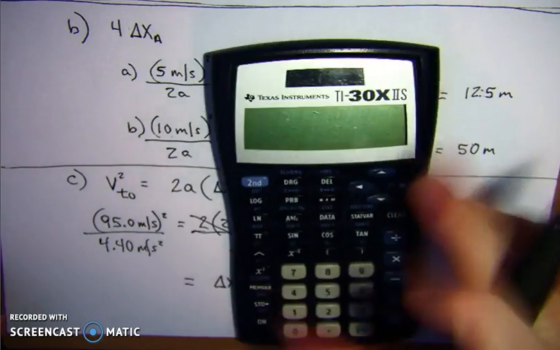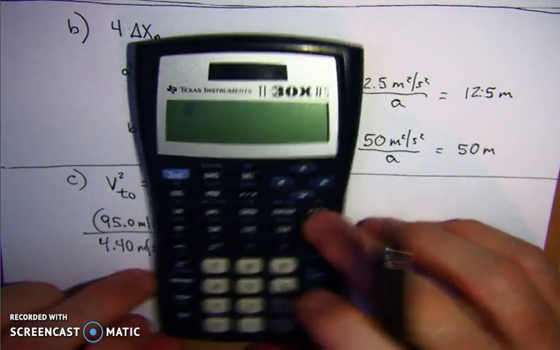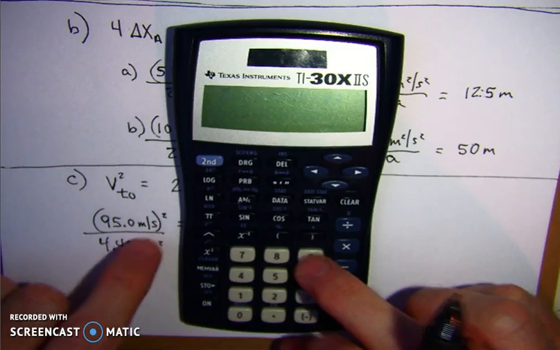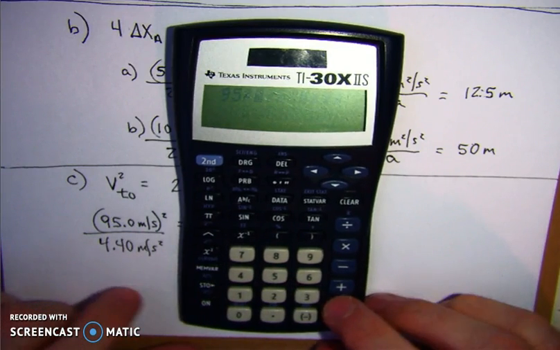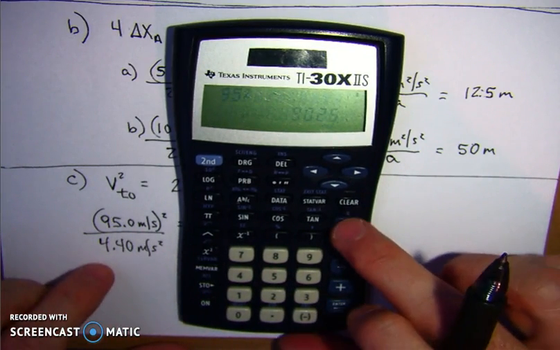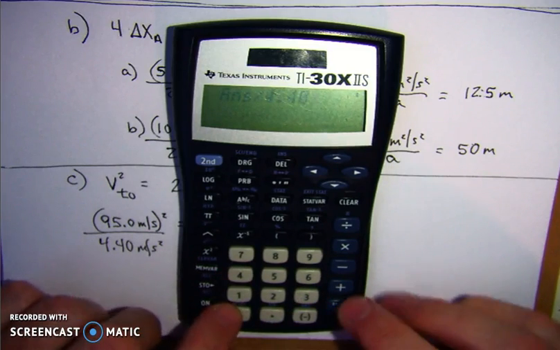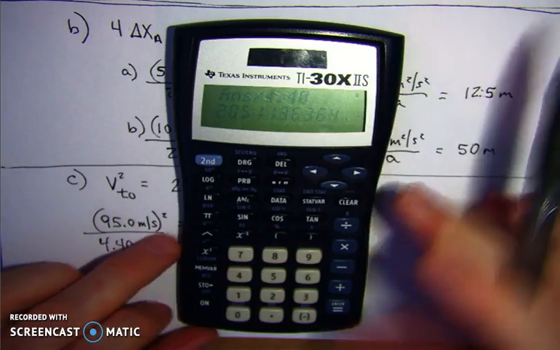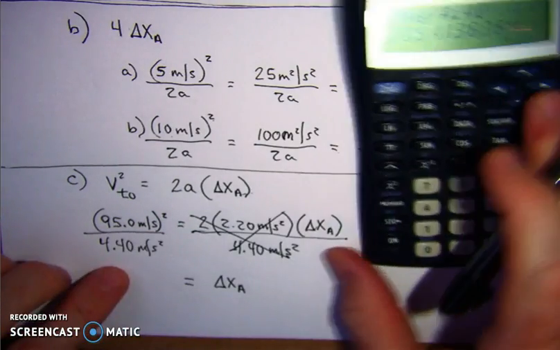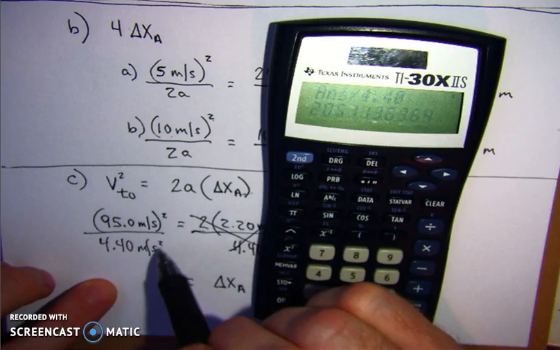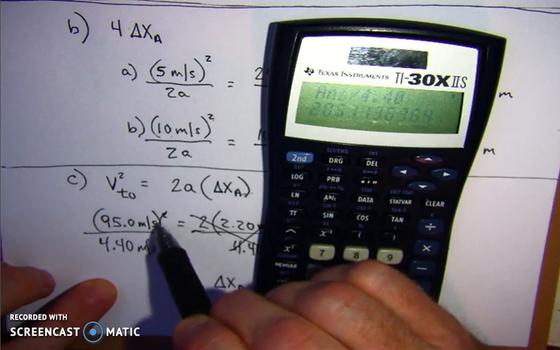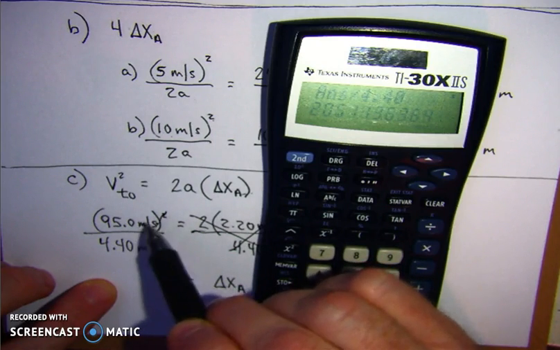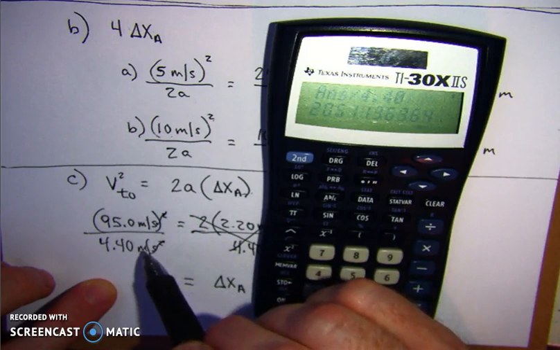Let's go ahead and do our math real quick. We have 95 squared, so that's 95 squared divided by 4.40. And that equals 2,051 meters. Alright, and the reason I know it's meters is because second squared is going to cancel out, and one of the meters squared here will cancel out. So that'll leave us with just meters.